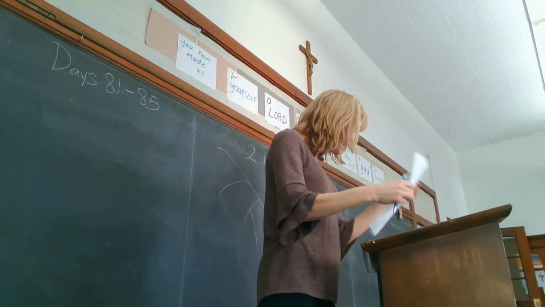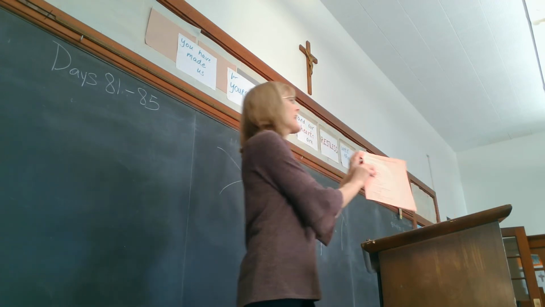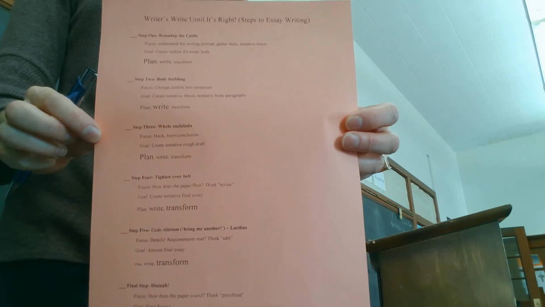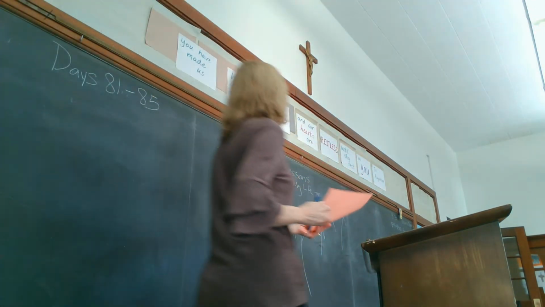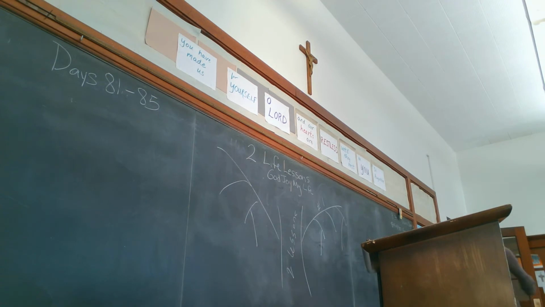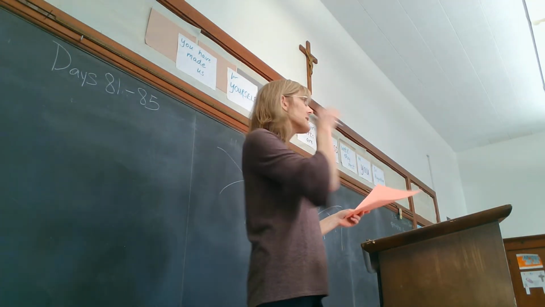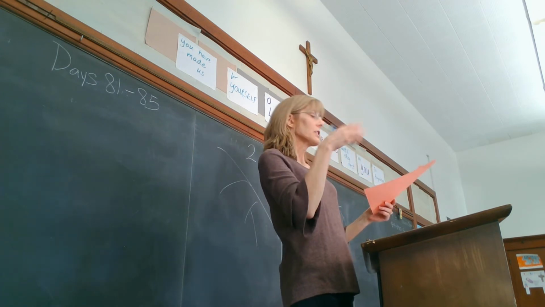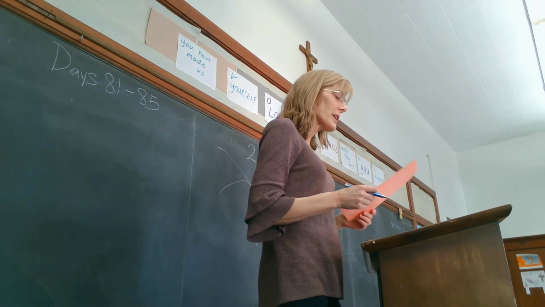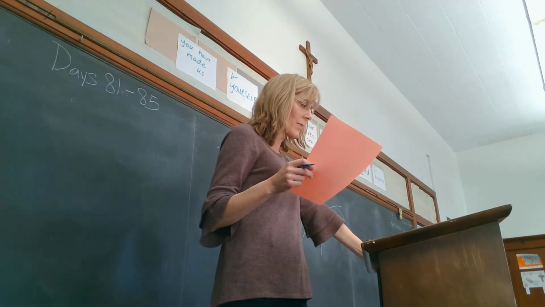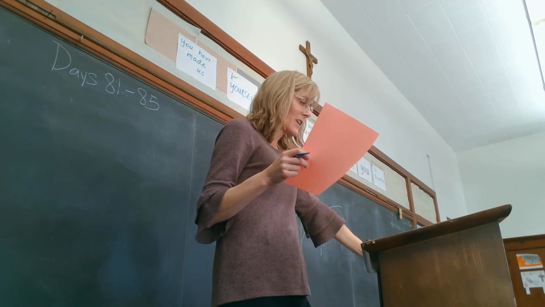Then, let's take a look at the orange handout. It says, writers write until it's right. Now I'm going to close this door because I can tell already we're going to run long today. Why? Because we have information to cover, and that's all right. Look over this sheet, everybody, right now. Actively looking over it, so you're not just reading. Writers write until it's right. Steps to essay writing. I like that title. Do you like that? Cool.